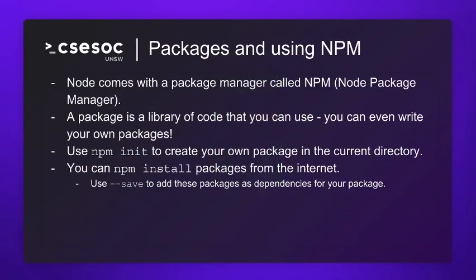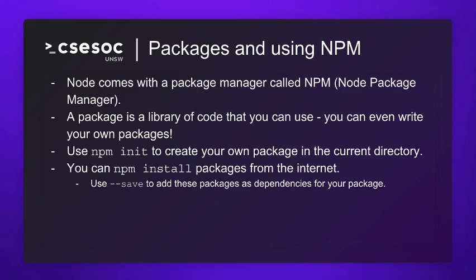Now, we can also install packages from the internet using npm install. So this is similar to apt install, but it only applies for the package in your current directory. Okay. So what we're going to do is install some packages. They're going to be added as dependencies to our new homemade package. And whenever we want to npm install our own package, it's going to install all the dependencies for us.